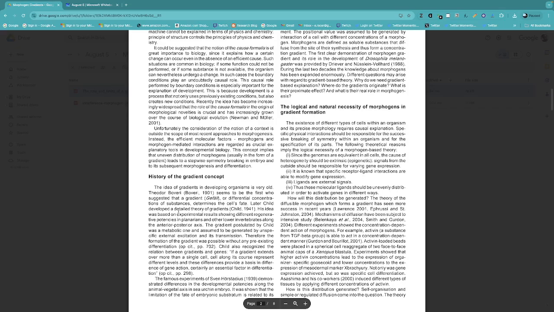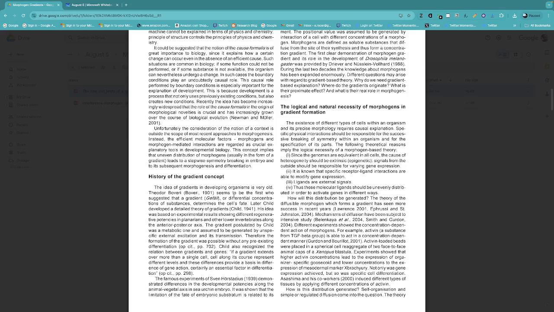So he talks about the history of the gradient concept, and this is in development. This is in chemical systems. This is not necessarily the same thing as energetic gradients that we might use in machine learning, although they're somewhat related in terms of the mathematics. But the focus here is on chemical gradients.